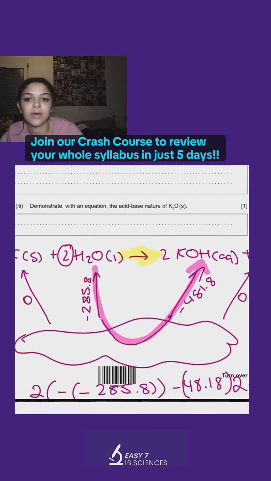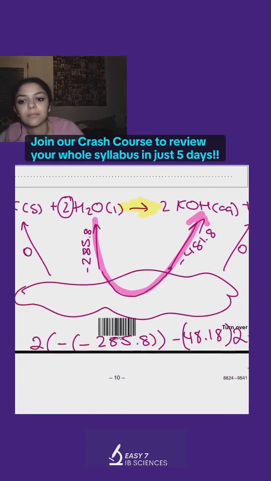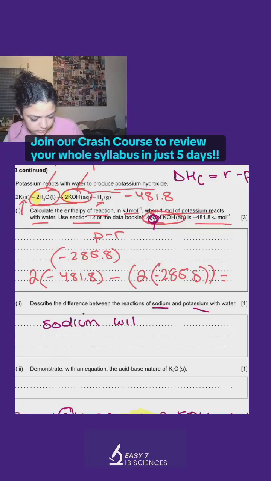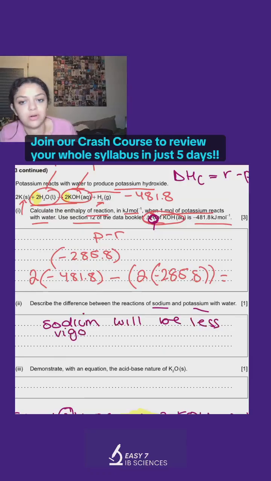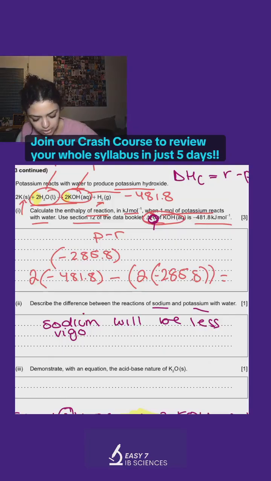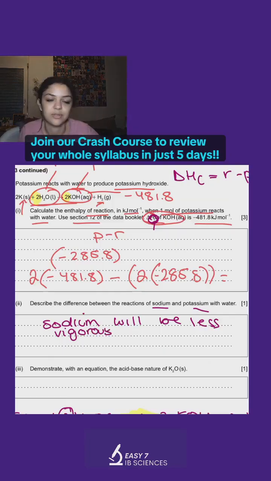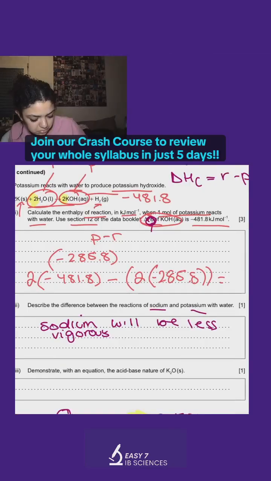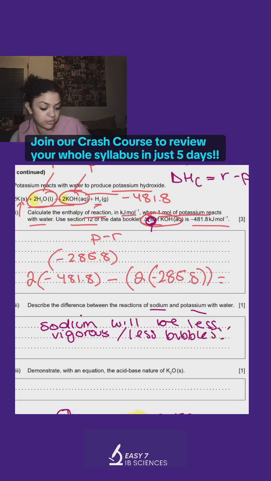All right, so going back to this one, very good, guys. You did mention that sodium will be less vigorous. When it's telling you to describe, they want you to describe what you're seeing exactly. So you can't just say potassium is more reactive than sodium. You have to explain, describe the difference. So you can say sodium will be less vigorous, will produce fewer bubbles. Anything that you would visually see, and it could also be slower.